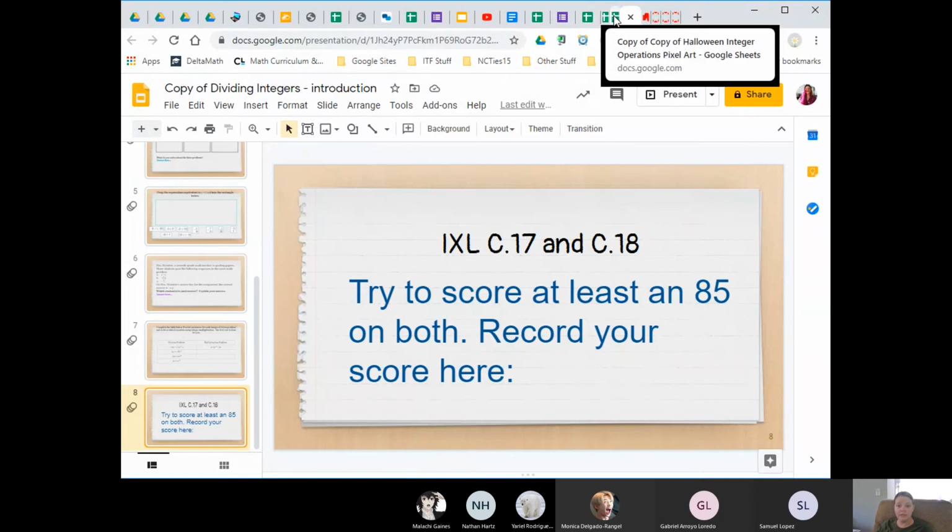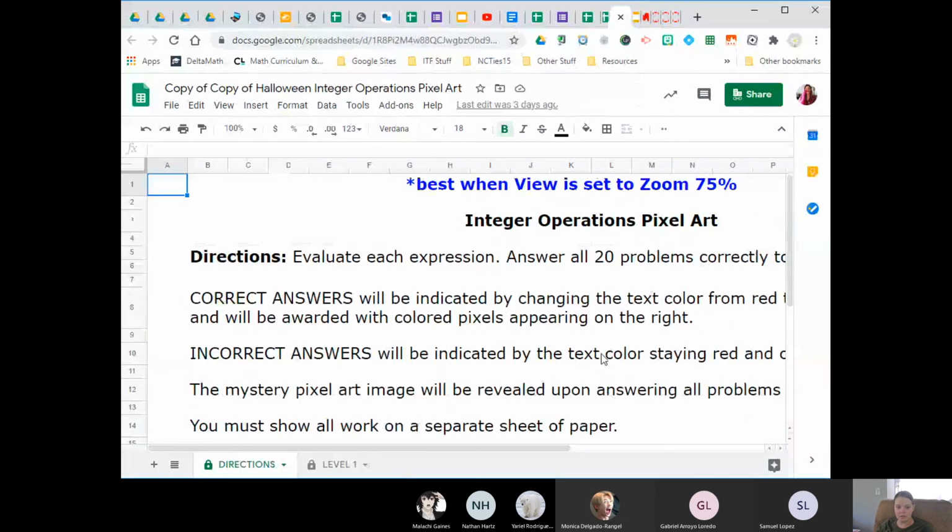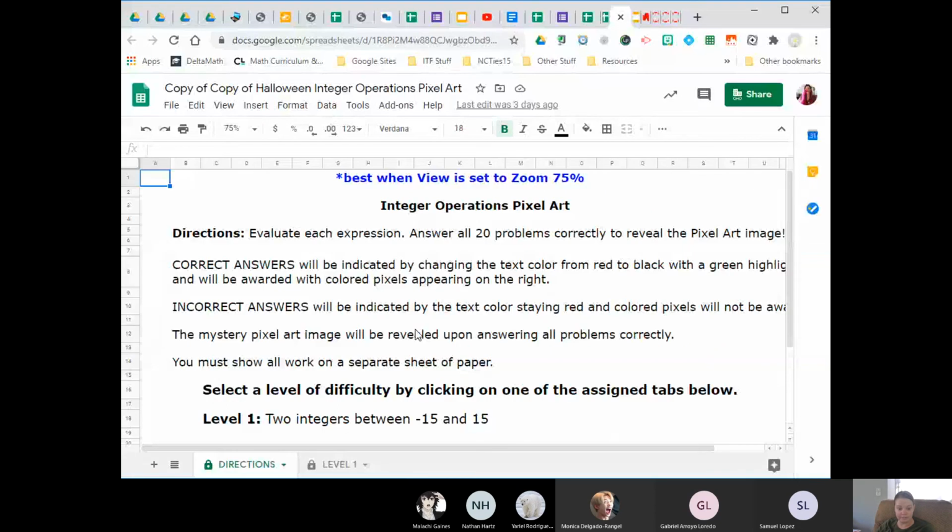Assignment 2 is something a little fun. You're going to do an integer pixel art, and it tells you the very first thing you see in blue is to set the zoom to 75%. So up here where it says 100%, you would click the down arrow and change it to 75, and that allows you to see more of the screen. And then you're going to click on read the directions and click on the level 1 tab down here at the bottom.